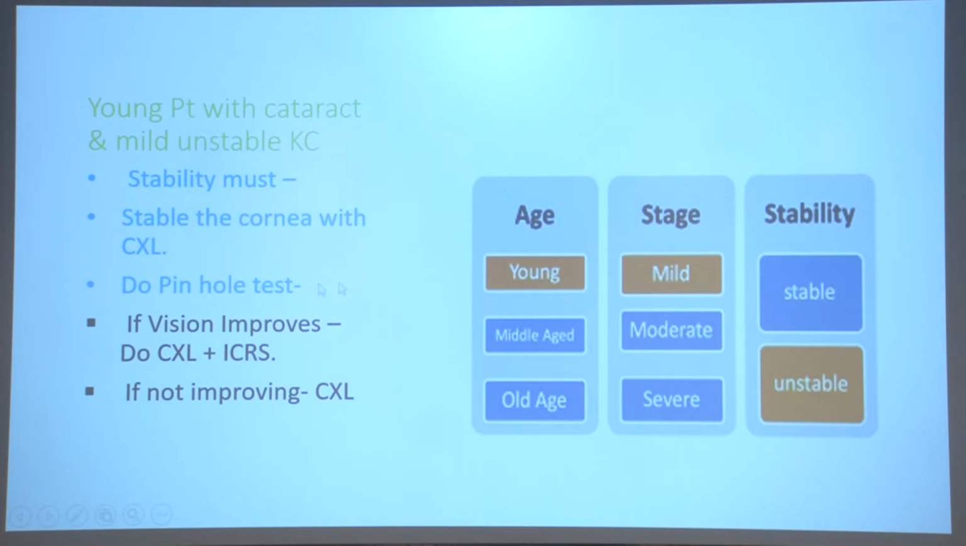Well, you may do a pinhole test, see if the vision improves, then you might think of doing a cross-linking with intrastromal rings and try to shift the cone, or if not improving, well, you can go ahead and do the corneal cross-linking.